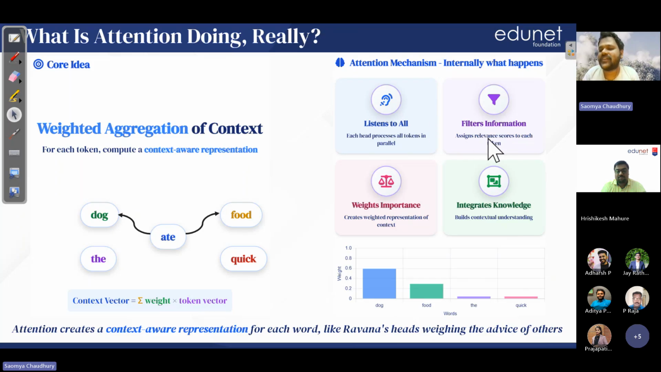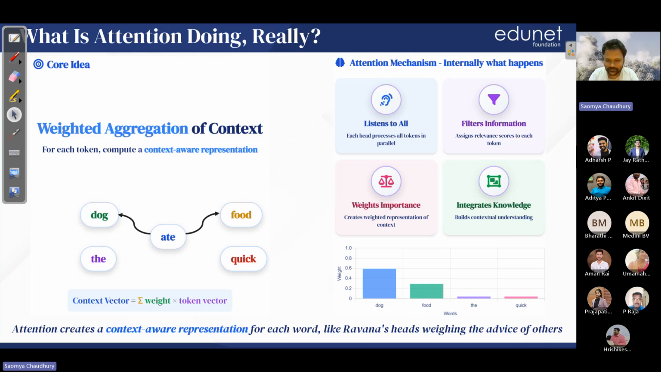It filters out information, so it assigns relevance scores to each of the tokens. Because each and every token, how would it even know what to give out? It is because each and every token has to have some say in the overall output. Okay, we'll look into it more. Weighted importance: you create a weighted representation of the context. And integrates knowledge, which is basically nothing but building contextual understanding. So let's look at it one by one.